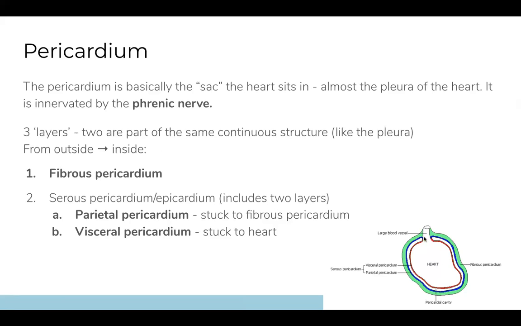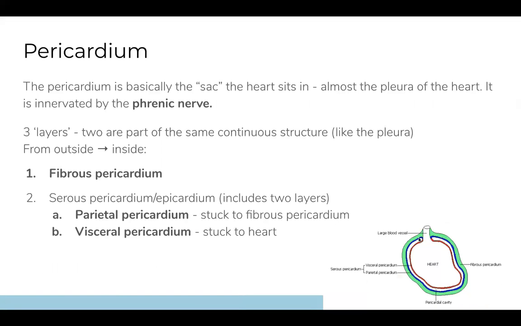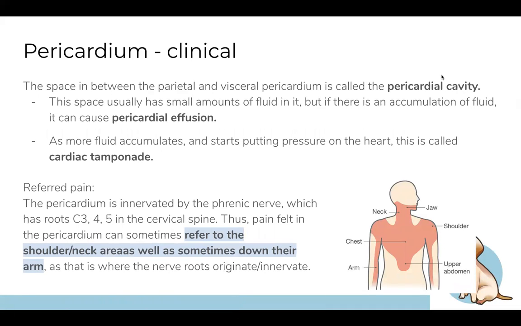Yep, so it's very similar to the lungs and the pleura: you generally have a little bit of fluid in there, and that's because your heart is beating a lot, and you don't want a whole bunch of friction when that happens. So it's a little bit lubricated. Clinically, you have that space between these 2 layers called the pericardial cavity, very similar to the pleural space. And it usually has small amounts of fluid in it, just like pleural effusion. You can have pericardial effusion. Wow, incredible.